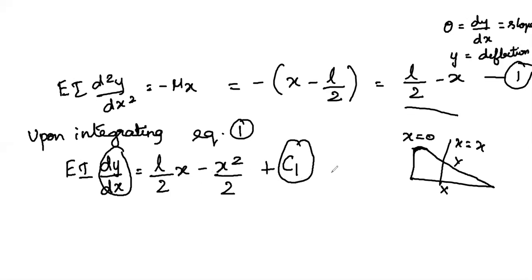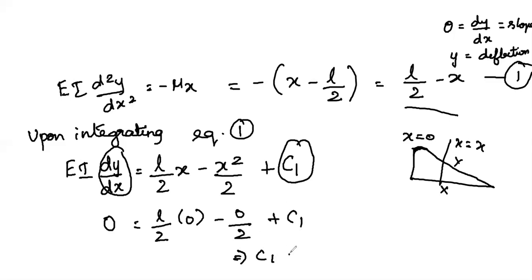This is the concept. I know that at the point A, which means when x equal to 0, the value of the slope is 0. I made it 0 by applying an anti-clockwise moment. So I'm using that concept here. So dy by dx will become 0, L by 2 into x is also equal to 0, which will become 0 minus 0 plus C1. So the value of C1 will be equal to 0. You found the value of the constant here.